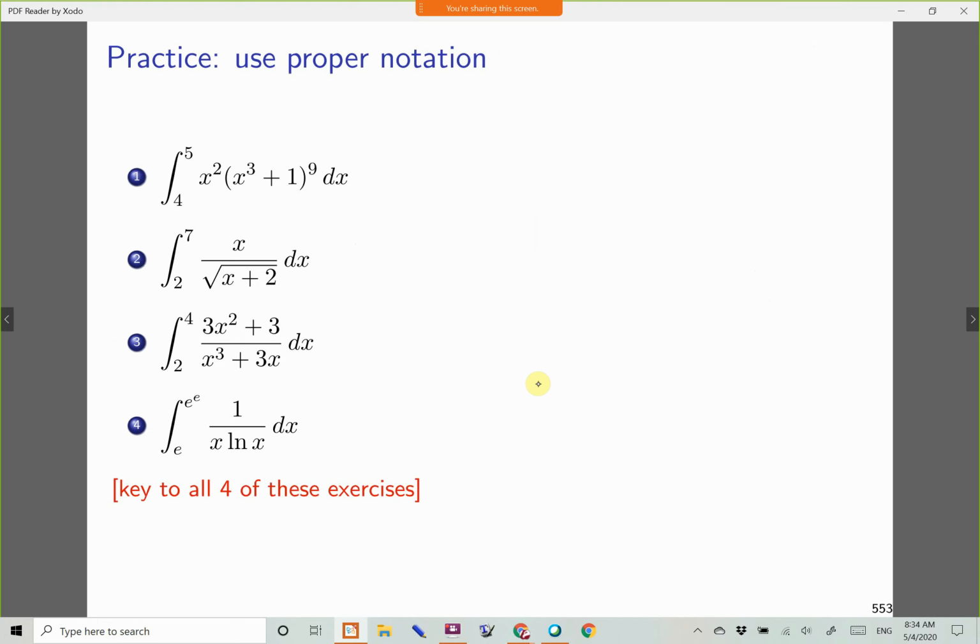So please try all four of these. And I know this fourth one looks a little strange, but it really does work out. And it's a good practice of the definition of the logarithm; things like this will keep appearing.